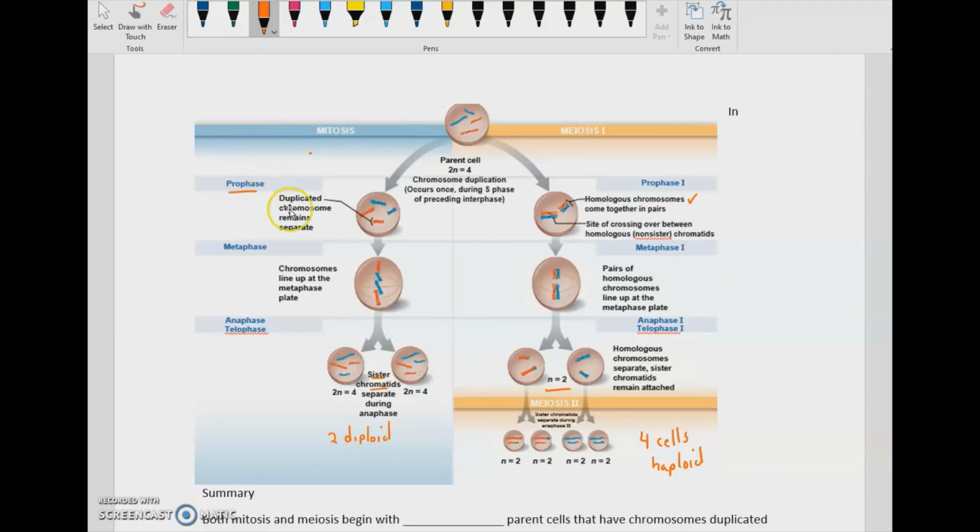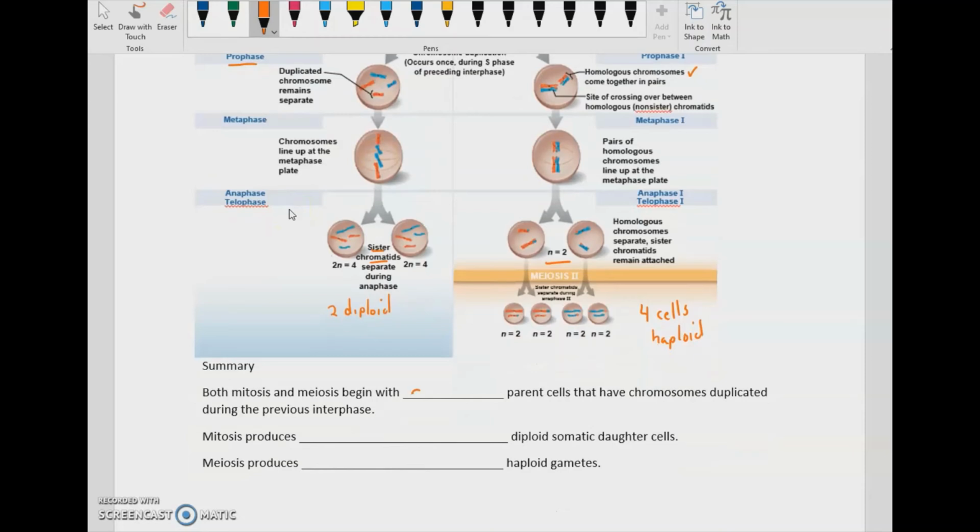So both mitosis and meiosis begin with a diploid parent cell that has the chromosomes duplicated during the previous interphase. Remember that diploid cells have a pair of each kind of chromosome. Mitosis is going to produce 2 genetically identical cells. And meiosis is going to produce 4 genetically unique cells. And they're going to be haploid versus the diploid.